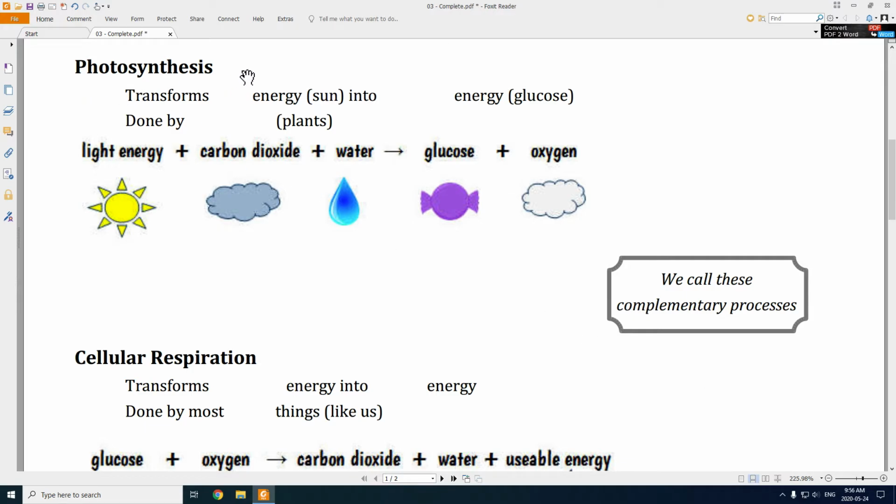All right, so what does photosynthesis do? Photosynthesis transforms light energy, sunlight, into chemical energy, and it turns it into glucose, which is sugar.